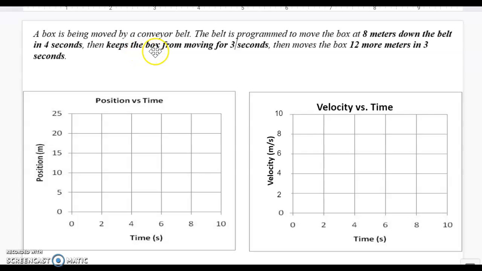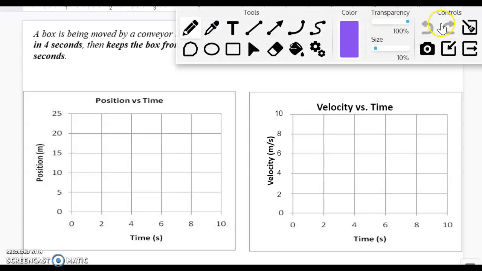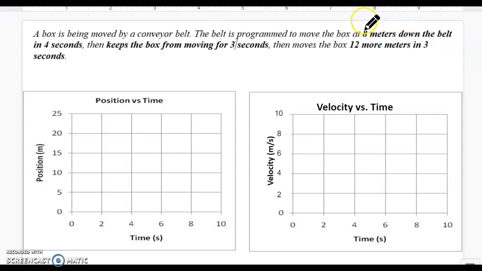Then it keeps the box from moving for 3 seconds. Then it moves the box 12 more meters in 3 seconds. We have to draw a position versus time and a velocity versus time graph for that. But which one do you draw first? It really doesn't matter, but probably what makes it easier is knowing what information you were given.